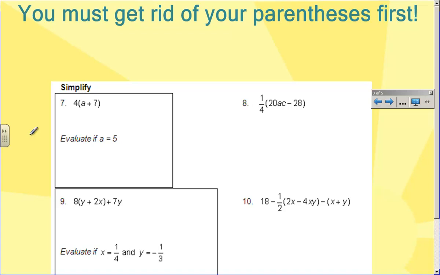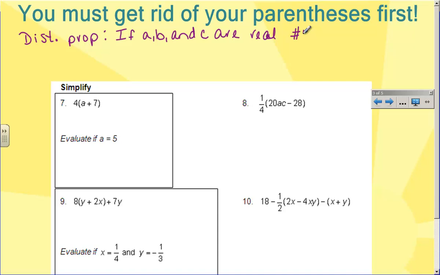Fancy technical math definition. Okay? For the distributive property, the fancy technical definition looks like this. It says that if A, B, and C are real numbers, then A times the quantity B plus C is the same thing as AB, because A times B is AB, plus AC, because A times C is AC.